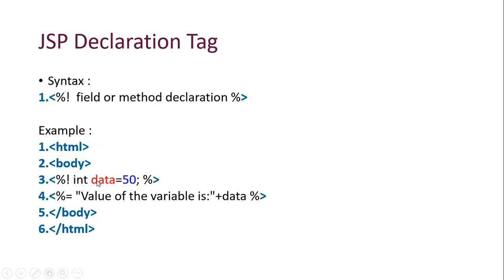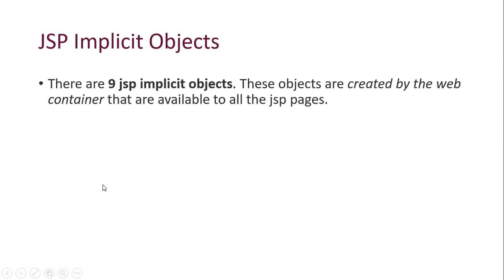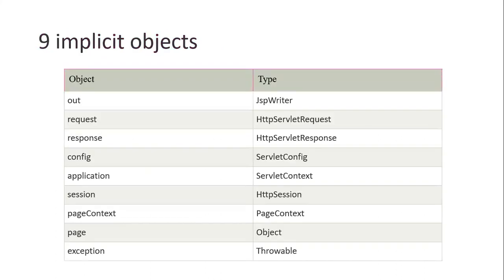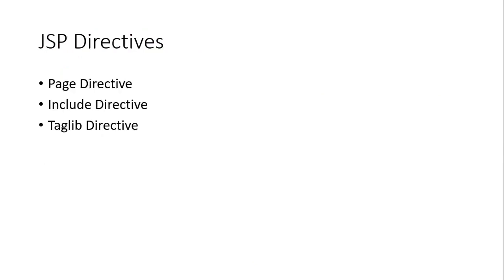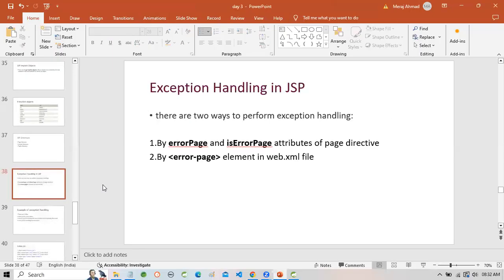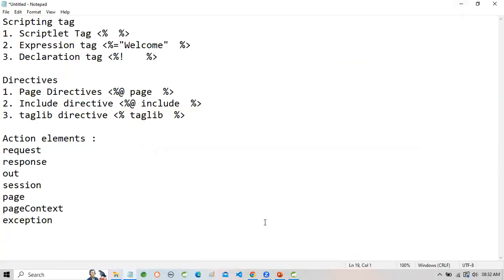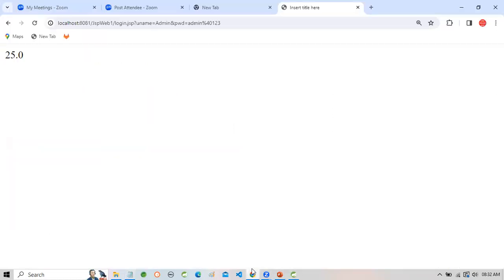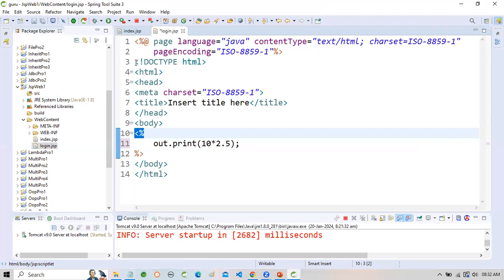With the declaration tag, we can declare any variable or function. And the 9 implicit objects like out, request, response, config, application, session, page context, page and exception. And page directive, include directive and tag directive. We can also use exception handling. So one by one we will learn these things. This is a page directive. If you want to apply anything on the whole page, we use the page directive.